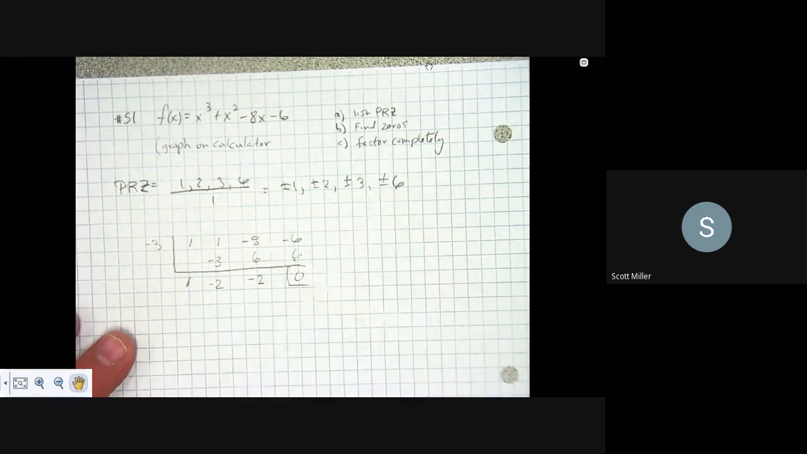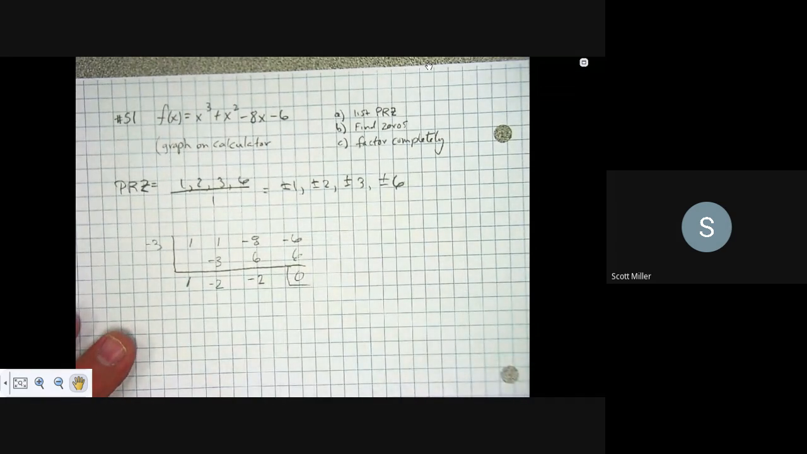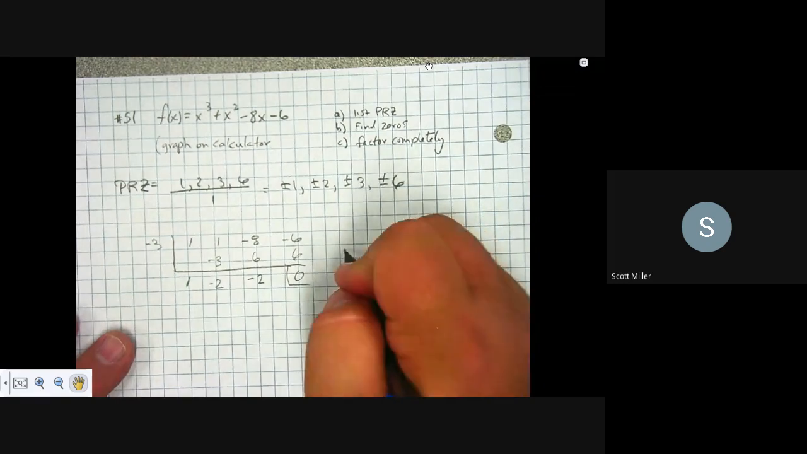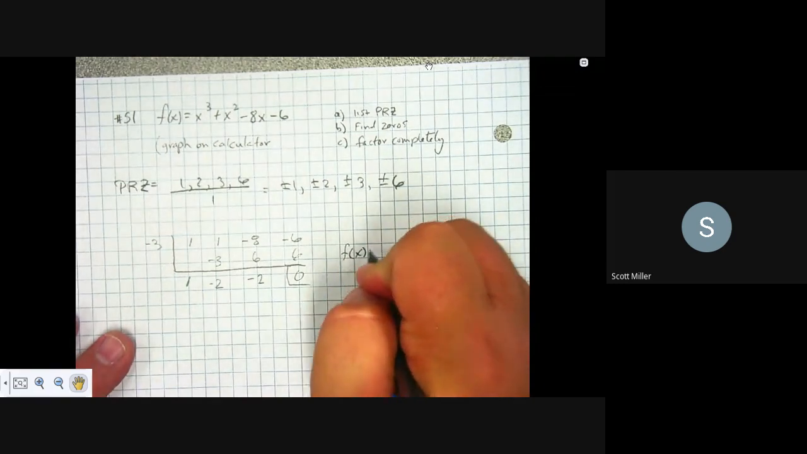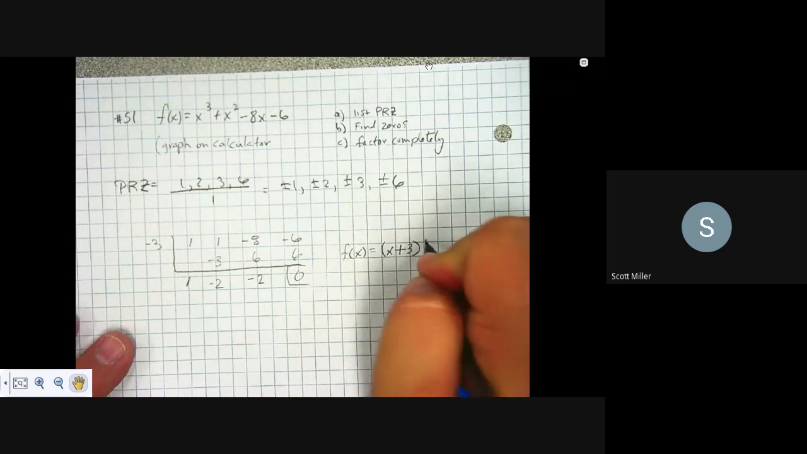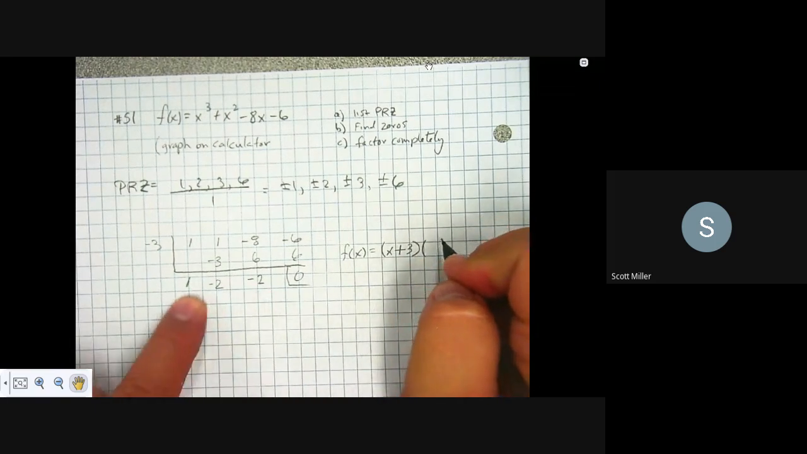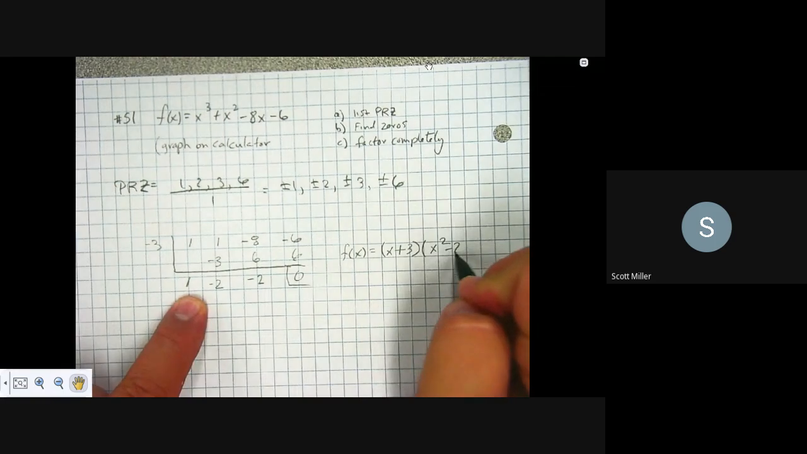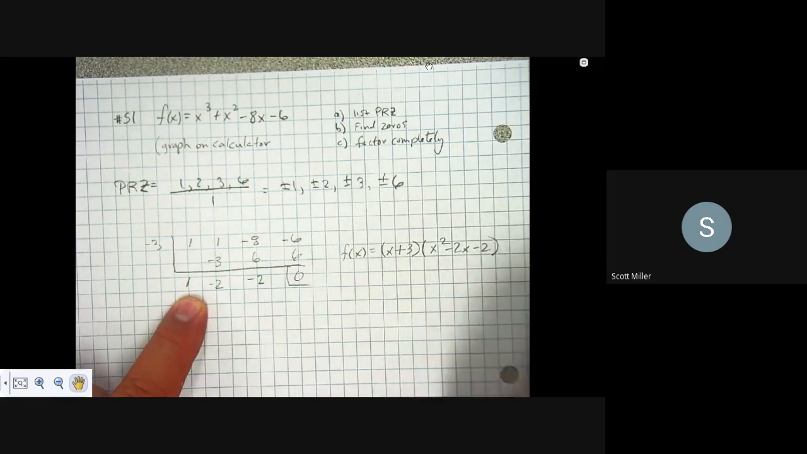And sure enough, negative 3 is indeed a 0. So I know at this point that f of x can be written as x minus a negative 3, and then these are the remaining factors right here. So this is x squared minus 2x minus 2.